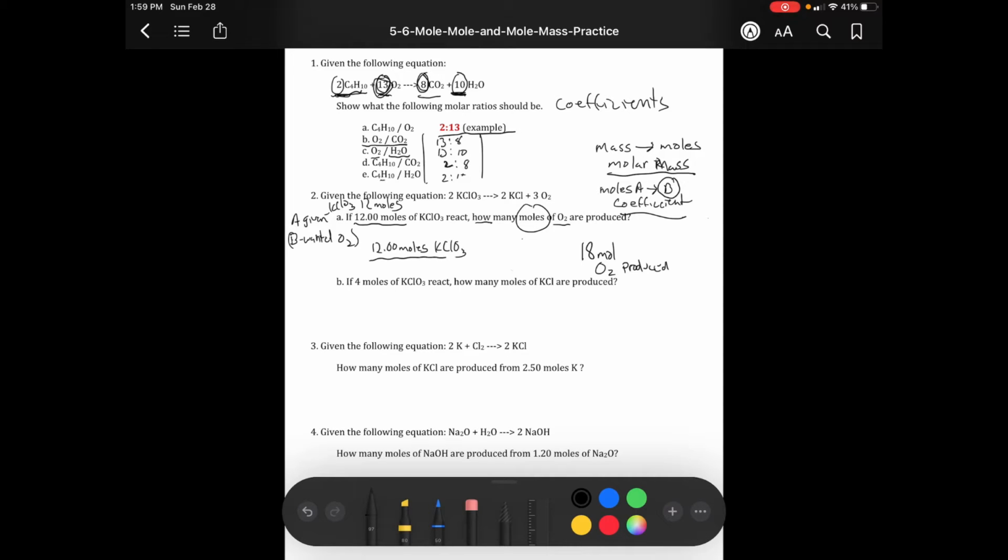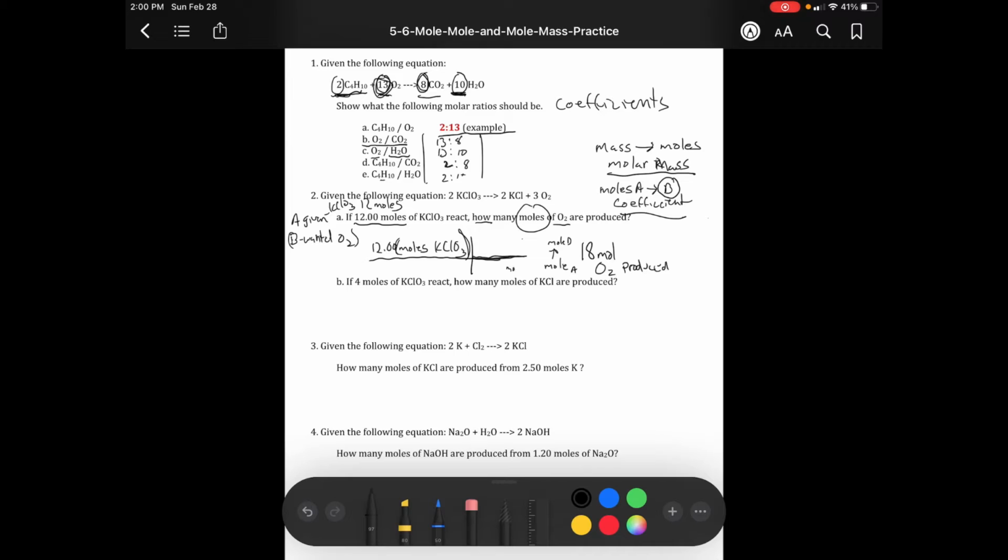KClO3. Boom, T-chart. Now, we already have moles. We have KClO3. Now what we're going to do is set up our mole A to mole B. So I'm going to put mole A to mole B up here. Now we do that through the coefficients. Whatever you have on the top, you have to have on the bottom.